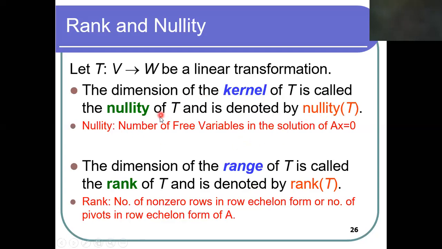In a simpler way, the number of free variables in the solution of Ax = 0 corresponds to the nullity, and the number of pivot positions corresponds to the range of the transformation, or the rank of the transformation. One can say the dimension of the range of the transformation is called the rank of the transformation. How many elements are in the range of T?